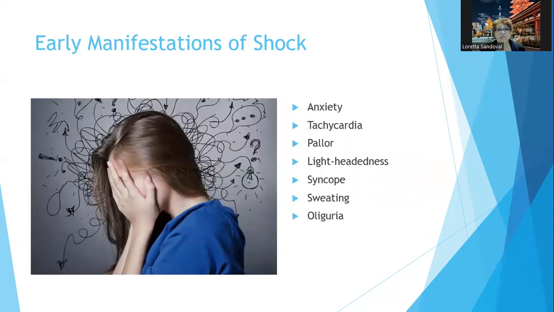So the early manifestations of shock: anxiety because of the sympathetic response, tachycardia, that's compensatory, pallor is compensatory, lightheadedness because we're not getting enough oxygen to our brain, syncope, fainting because we're not getting enough oxygen to our brain, sweating, and reduced urine output or oliguria.